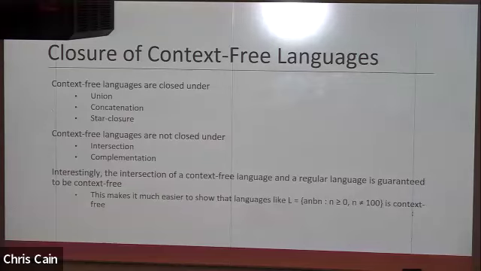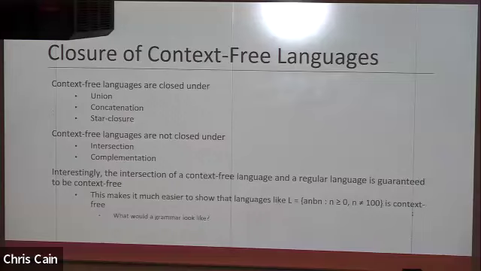This helps us to be able to do things like, that should be a to the n, b to the n, sorry. A to the n, b to the n, such that n is greater than or equal to 0, but not 100 is context-free. So one of those is context-free, greater than or equal to 0, and one of them is regular, not 100. So we take the intersection of that, and we know that the result is context-free. We just have to count out to 100 and reject exactly that result. But we can do that with a regular language.